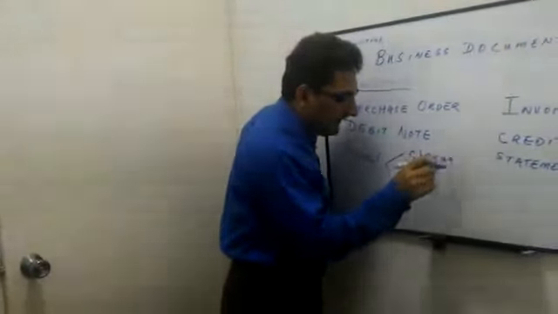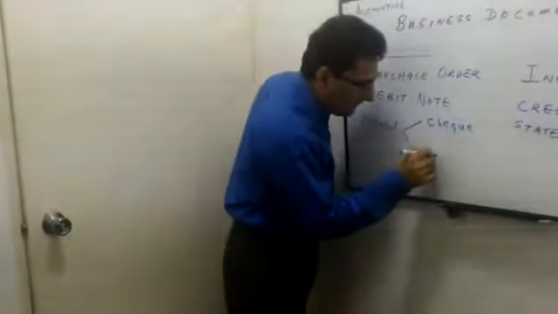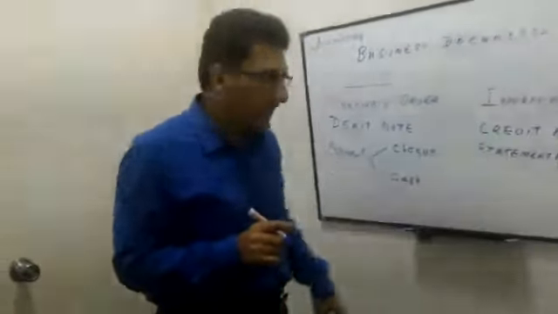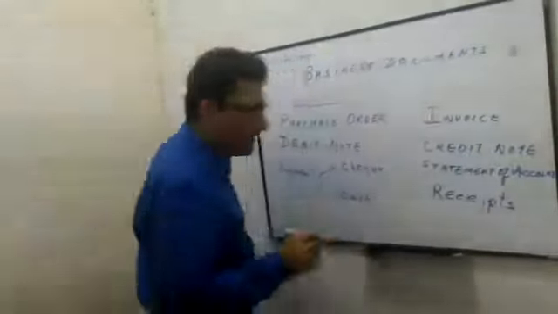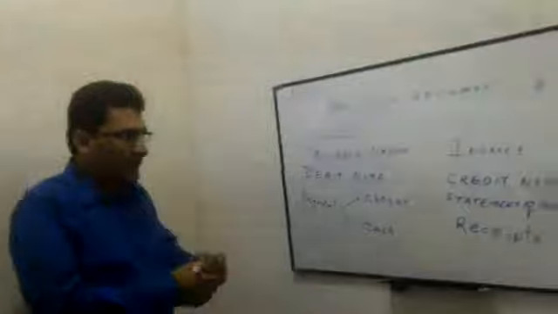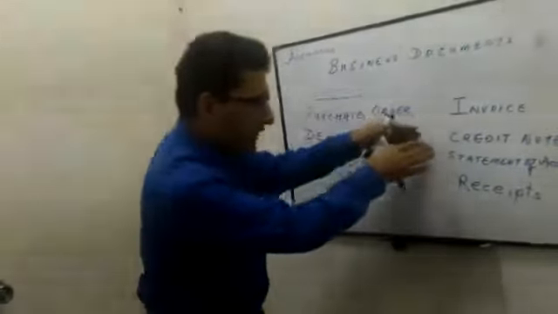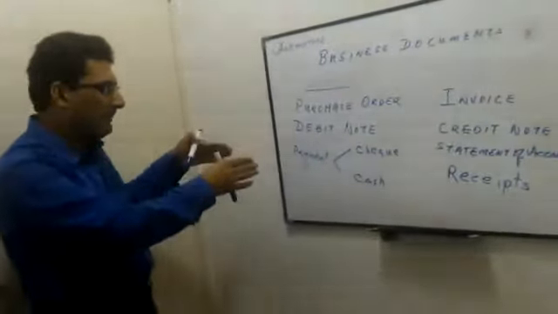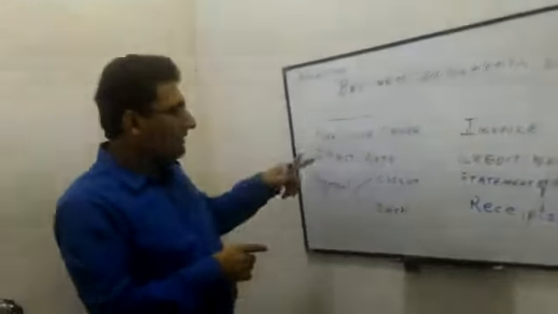Payment can be done in two ways. One is the check. If the payment is high, he is going to issue a check. And if the payment is for a few dollars, then he is going to pay through cash. The check and cash are received by the supplier, and he will issue one document called the receipt. A receipt is the acknowledgement of the payment received from the customer.